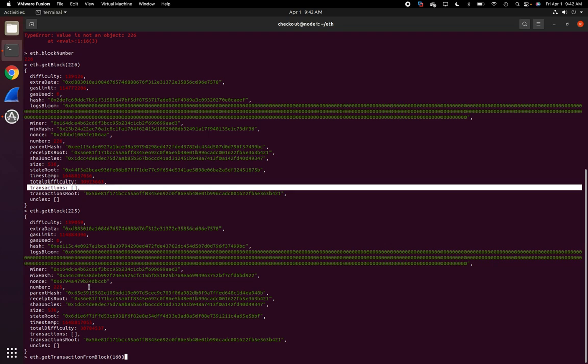But I can show you what a transaction would look like inside of a block. So I know that my transaction is contained in block number 160, and that's just when I started the mining, it was the first block that was confirmed, and that was the queued up transaction. So that was in that first block. So since I know it's block 160, we can do eth.getBlock 160.